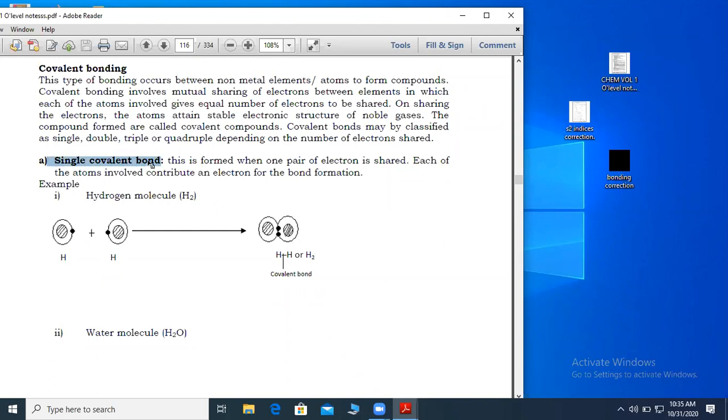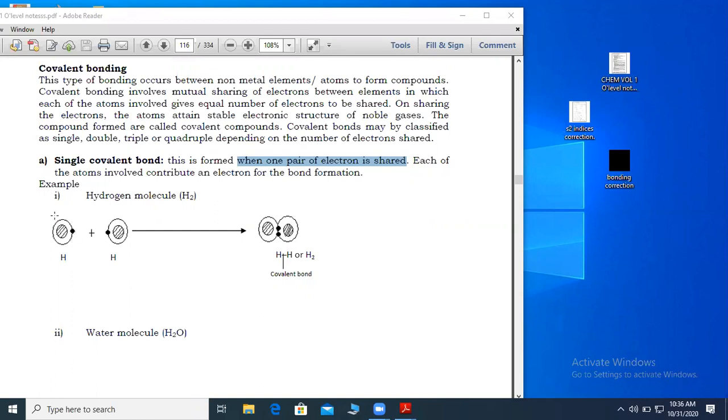Atoms that form a single covalent bond. A single covalent bond is formed when one pair of electrons is shared. Each of the atoms involved contributes an electron to the bond formation. That one we had already talked about.